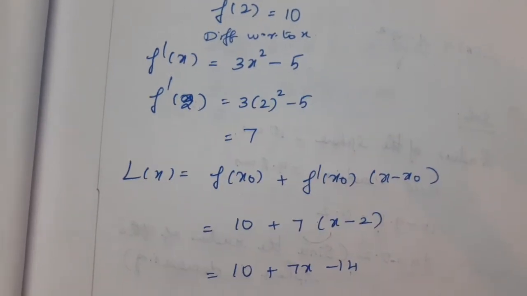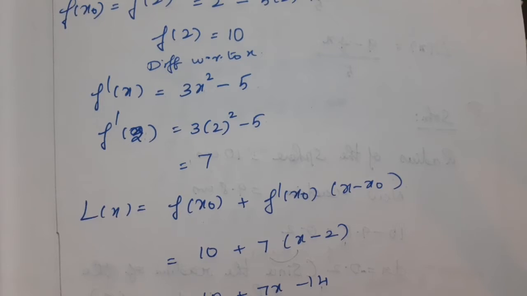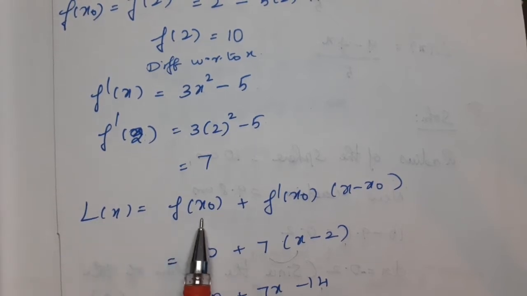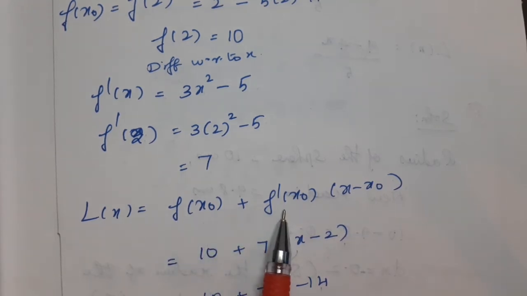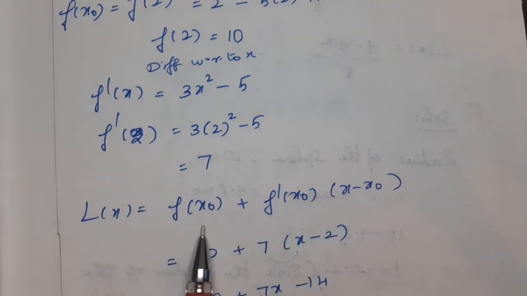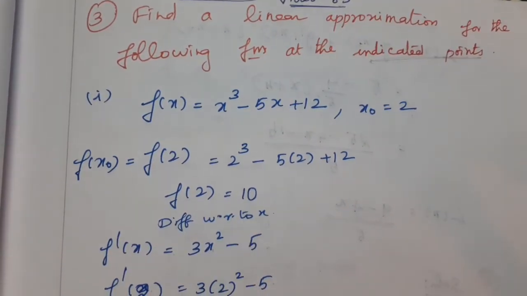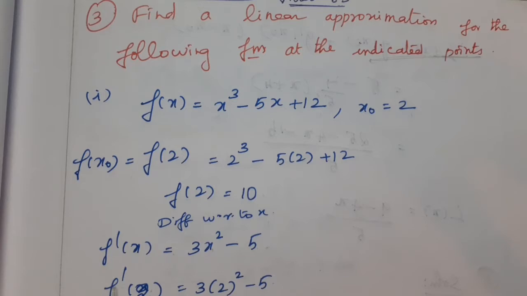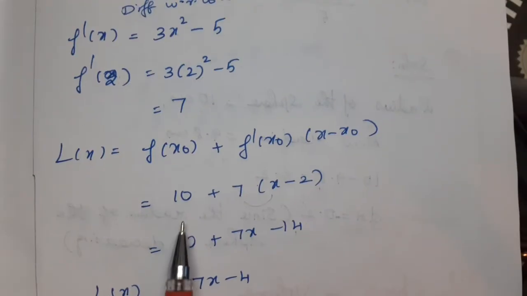What is the linear approximation? Remember, I already told you the formula, which is very important. L of x is equal to f of x naught plus f dash of x naught into x minus x naught. What is our f of x naught? f of x naught is 10. What is our f dash of x naught? It is 7. So substitute the values.